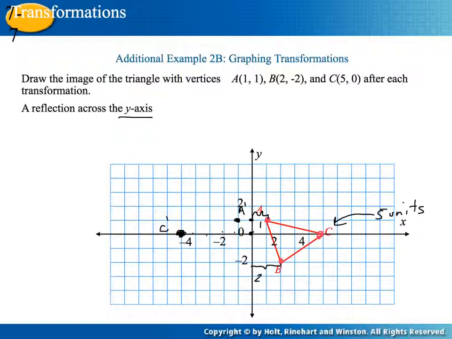My B prime, I am 2 units away, 2 units to the right. So in my image afterwards, I need to go 2 units to the left, which is right here. All I did was count how far away from my y-axis. Why from my y-axis? Because it says it's a reflection over my y-axis. Here is my ending shape: A prime, B prime, C prime. A reflection over the y-axis.